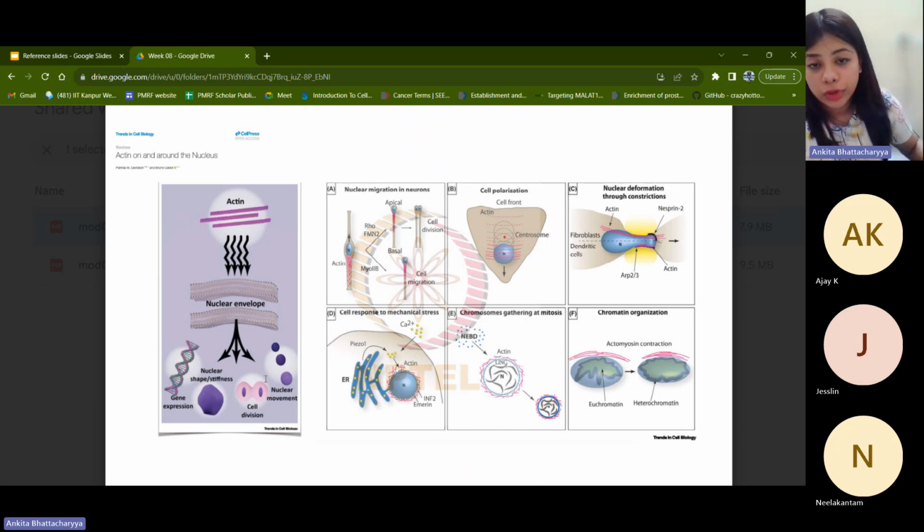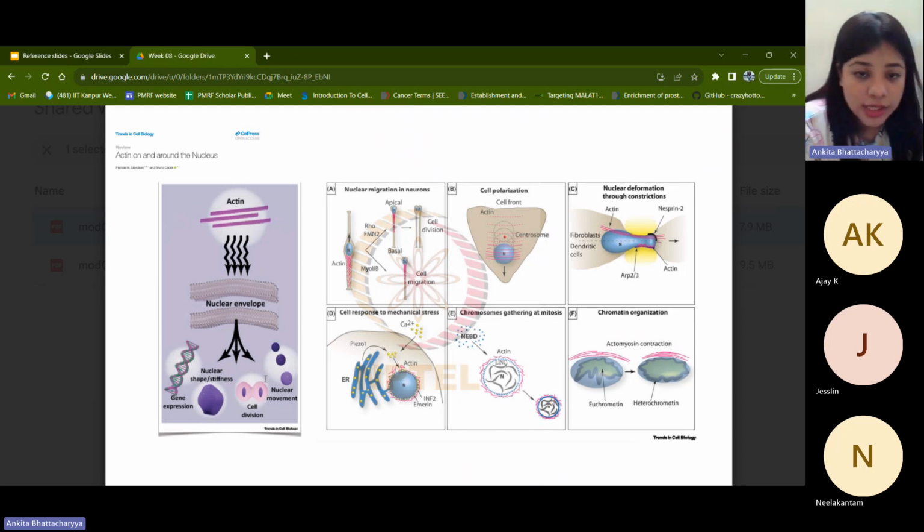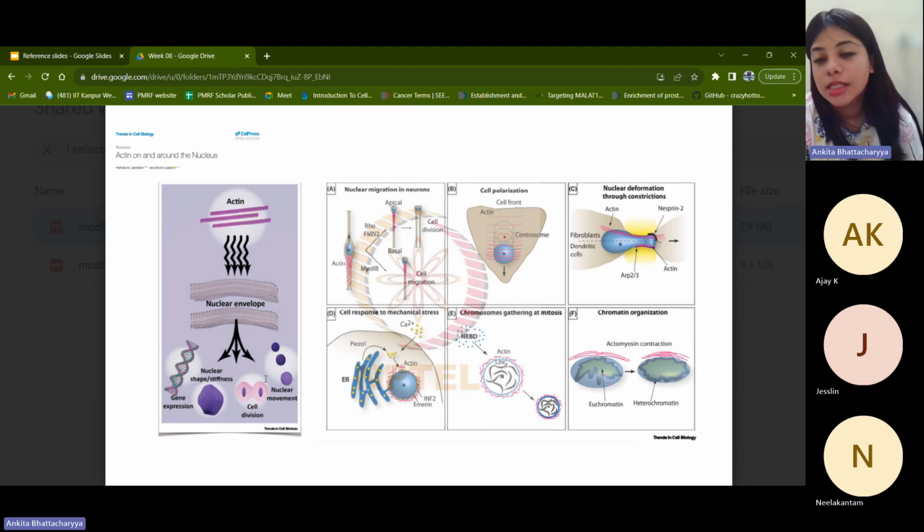Then coming to option 4, the cell response to some sort of mechanical stress. So you have certain proteins which are capable. One of the chemical sensors that is often considered a key signaling mechanism is calcium. So the ER actually is capable of sensing the calcium status of the cell and accordingly can take certain decisions so as to counter whatever mechanical stress the cell is encountering at that point of time.